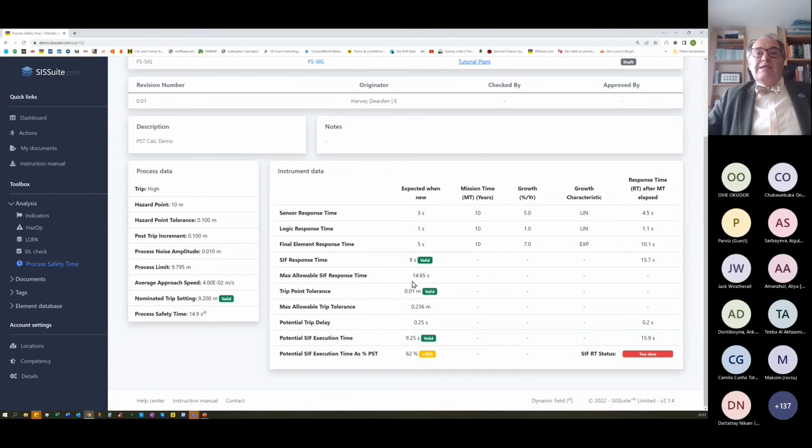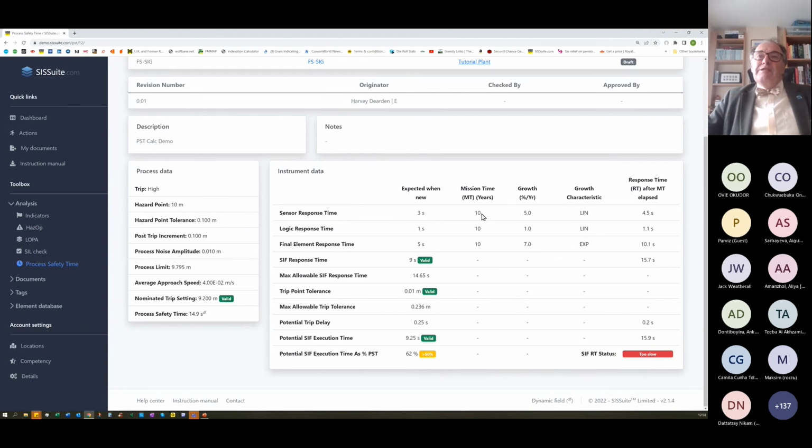That's the maximum allowed SIF response time, 14.65 seconds, which is a little bit less than the process safety time because of the trip point tolerance, okay, which would potentially delay the start of the SIF response by up to 0.25 seconds with the values that I've entered here. And you can see that that's valid, but as a percentage of the process safety time, it's greater than 50%. It's at 62% of that value. So in accordance with our rule of thumb, this would breach that requirement.